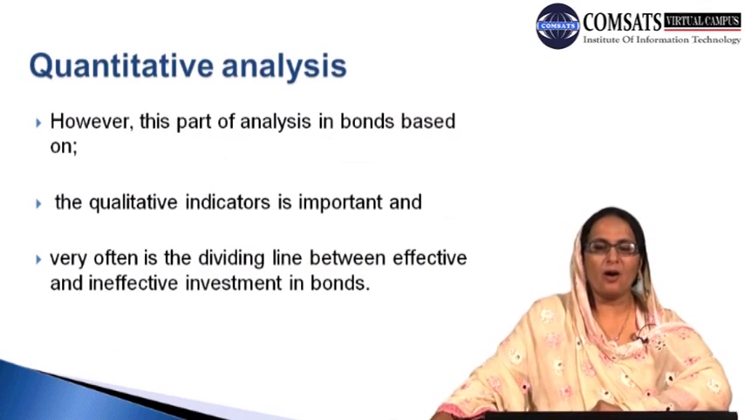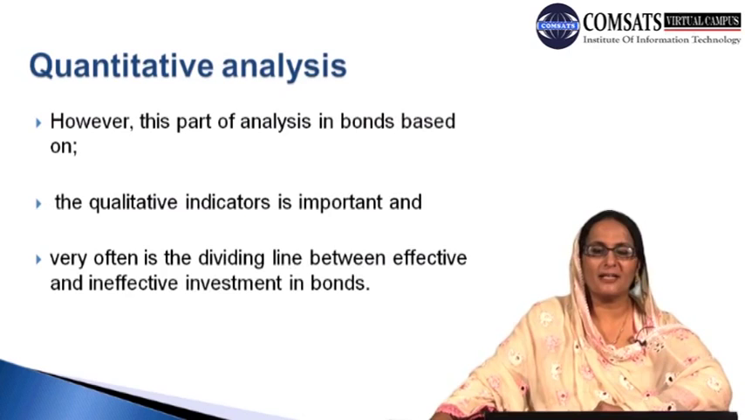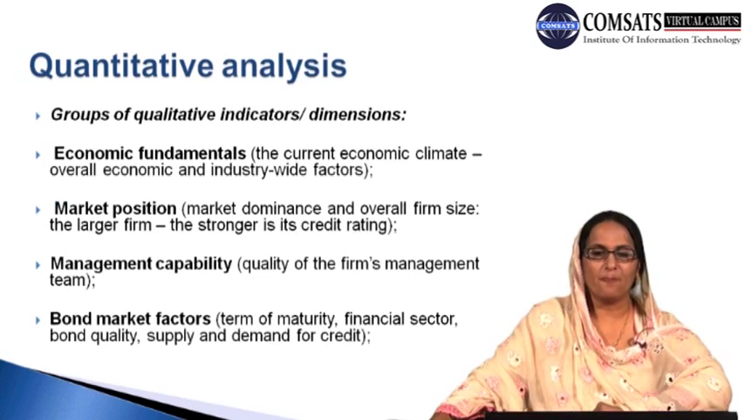However, this part of analysis in the bond market, which is based on qualitative indicators, is important, and very often is the dividing line between effective and ineffective investment in bonds. And then we have the group of qualitative indicators or dimensions. And what are the groups? Groups include economic fundamentals, the current economic climate, and overall economic and industry-wise factors.